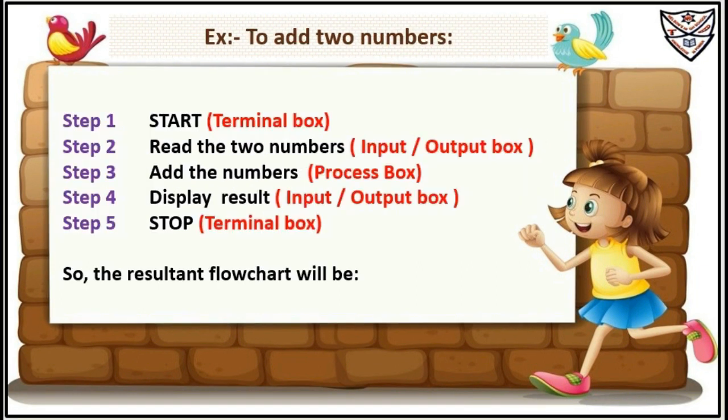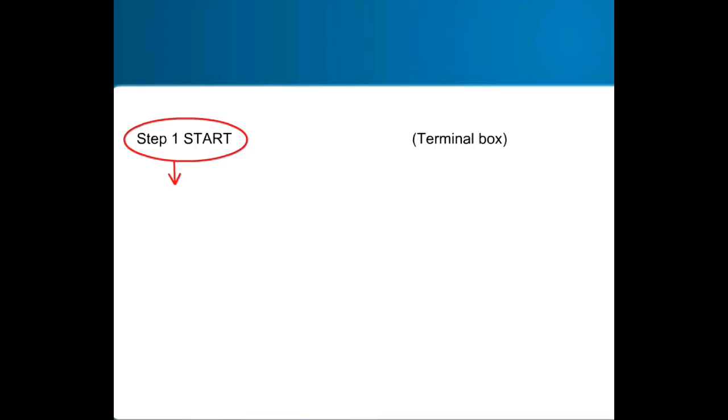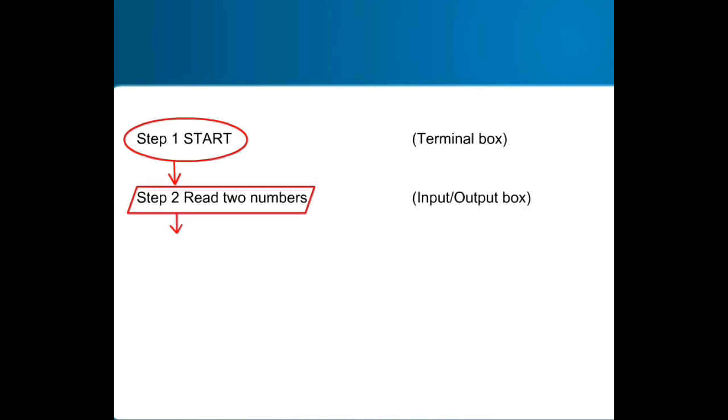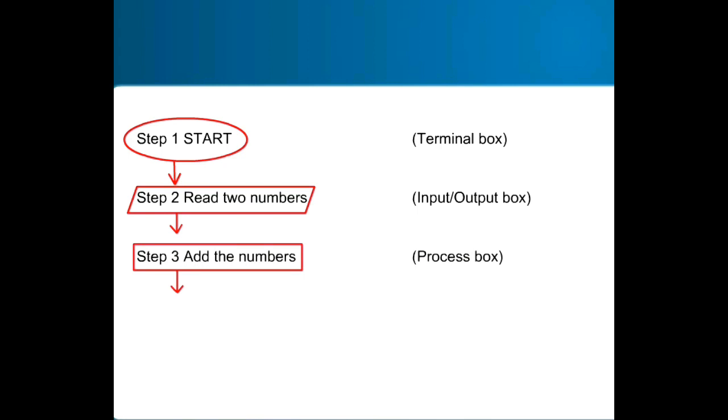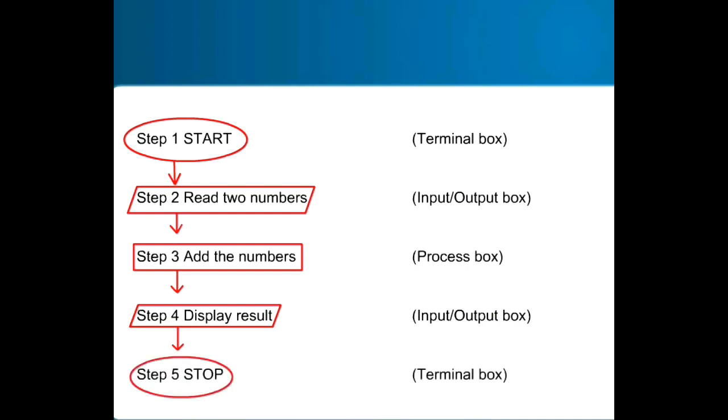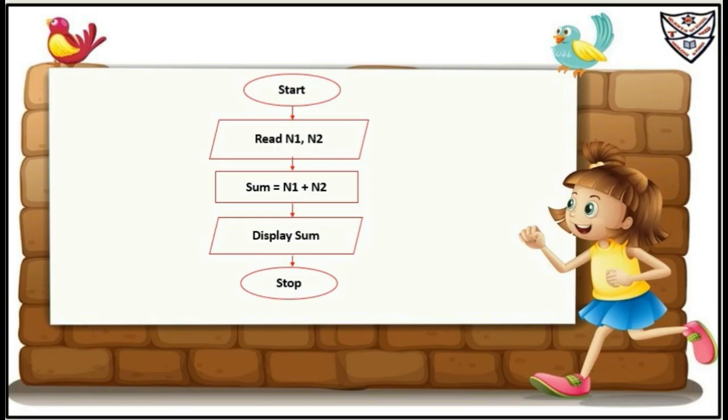For example, to add two numbers. Step 1, start, that is the terminal block. Step 2, read two numbers, input or output box. Step 3, add the numbers, process box. Step 4, display result, input or output box. Step 5, stop, terminal box. So the resulting flowchart will be: start, read n1, n2, sum equals n1 plus n2, display sum, stop.